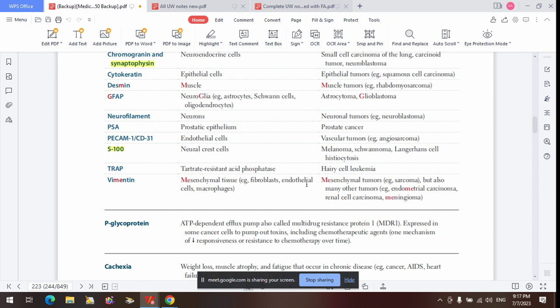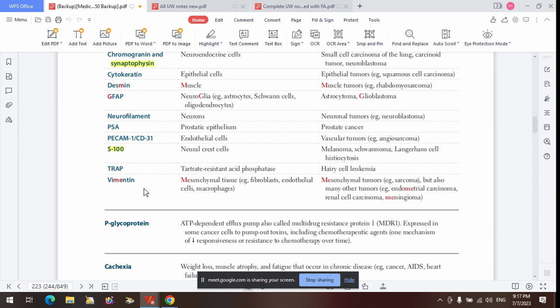The only one there that does not come from the neural crest but still stains for S100 is Langerhans cell histiocytosis. This is one of the macrophages of the skin, and it has its own typical presentation. We are going to talk about it when we are doing hematology. Langerhans cell histiocytosis stains for S100 as well as CD1a.